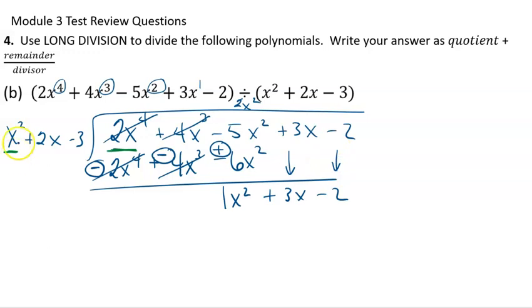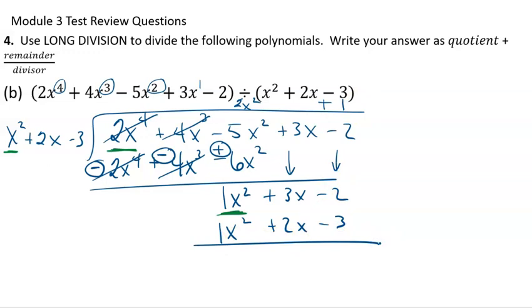Now I ask myself, what do I multiply x squared by to turn it into a 1x squared? 1, right? I mean, it's already there, so I need to put a plus 1 up here. Now, if I do it like the homework does, they would probably skip over and put plus 1, so my like terms line up. That's okay. 1 times x squared is 1x squared. 1 times 2x is plus 2x. And 1 times negative 3 is negative 3.